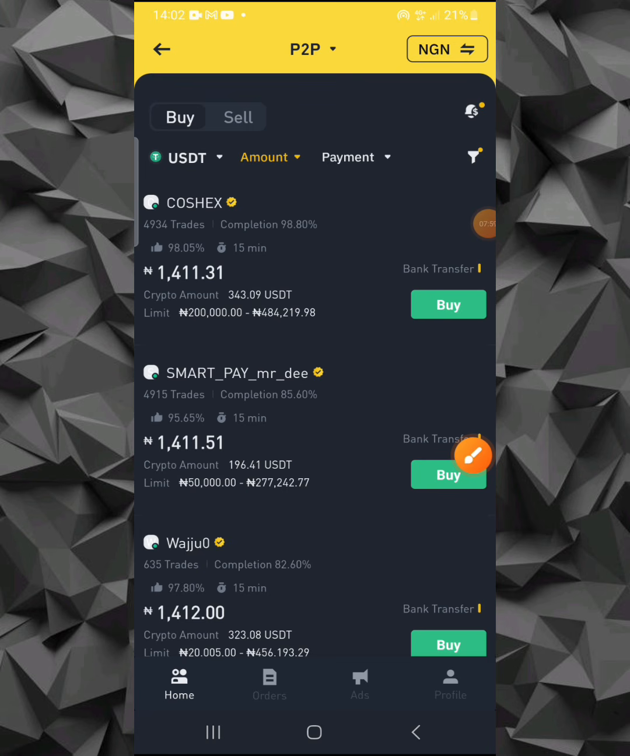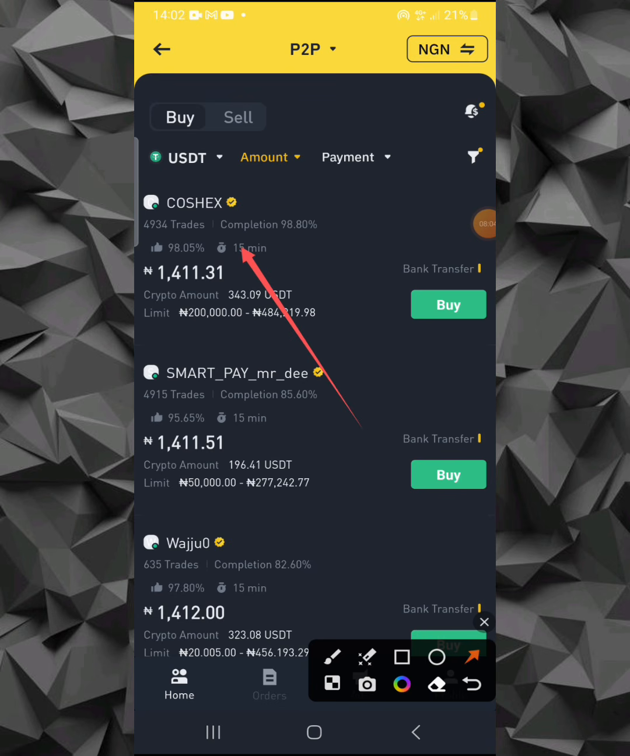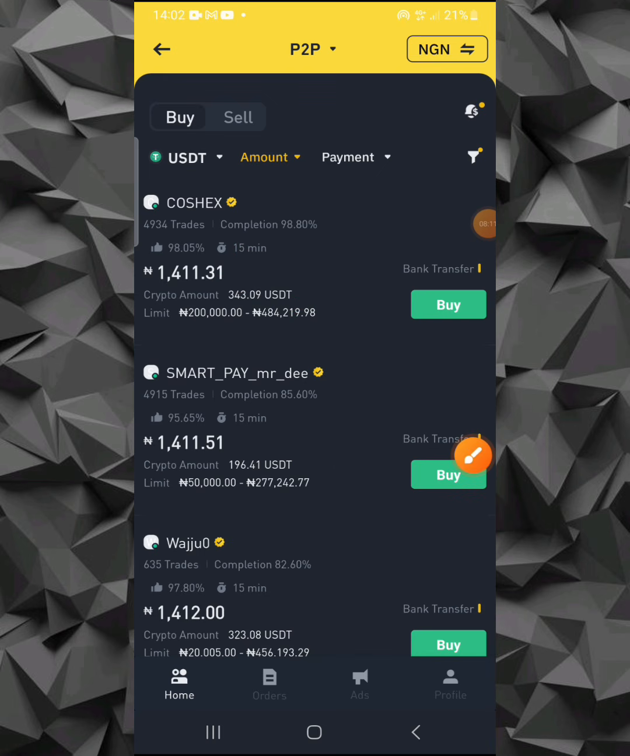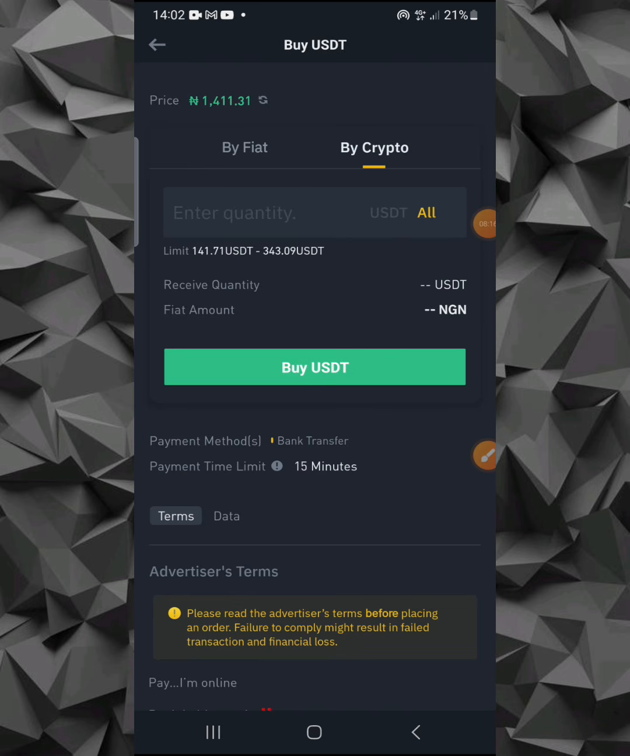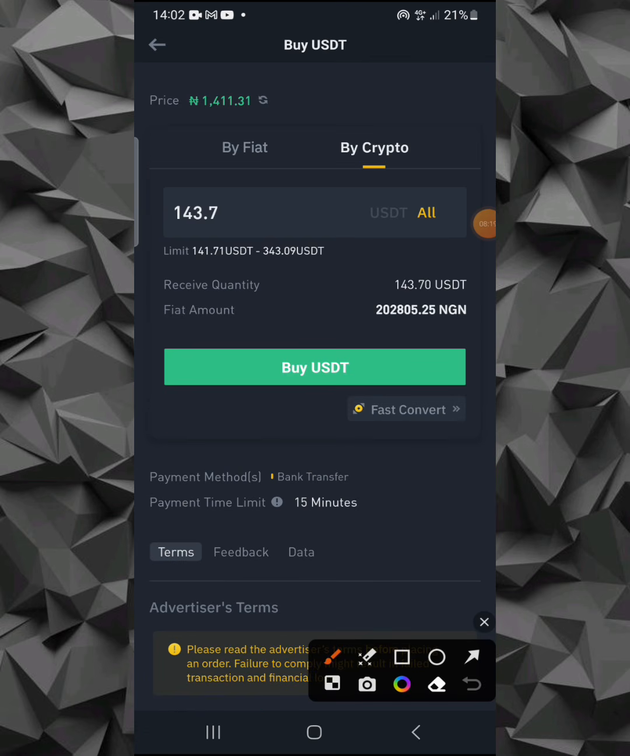If somebody wants to buy, let's say they paste an ad and somebody wants to buy the USDT from them, they paste an ad just like a merchant, and Binance has a lot of traffic, people will come straight to you to buy. So if you click on buy, see the rate right here, 1,411. Let's just go ahead and click on buy. So if someone wants to buy the amount of USDT, you just buy by crypto. Let's fix the amount, and you guys can see they are making close to 3,000 naira profit in this strategy.